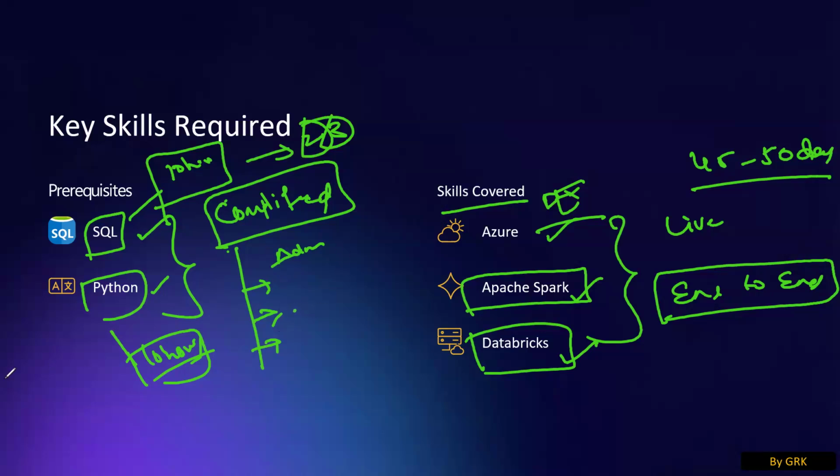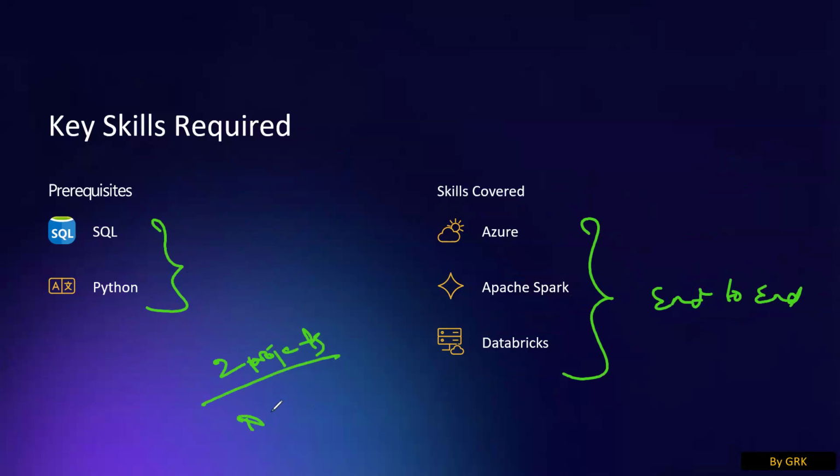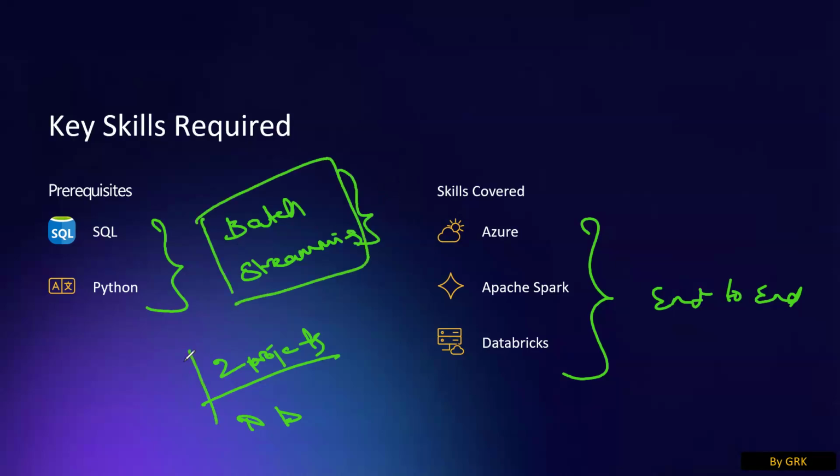We will provide this as complimentary once your payments are clear and everything is done. And after this, we will also provide two projects. One with batch ingestion and one with streaming ingestion. You have to understand both the ways. These are the two things that you have to understand.